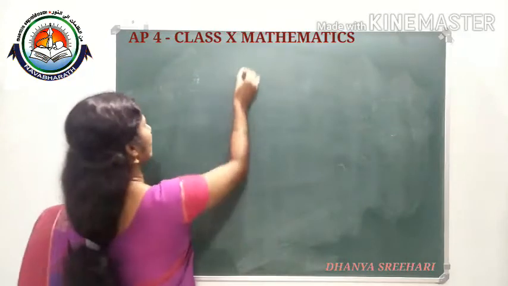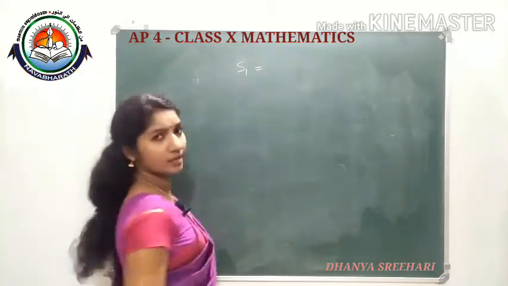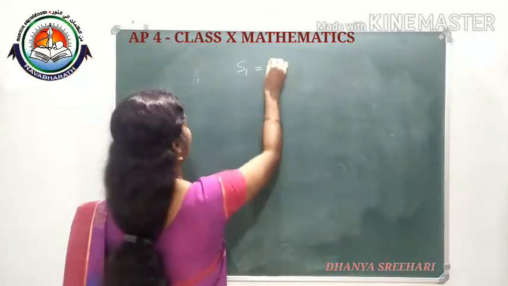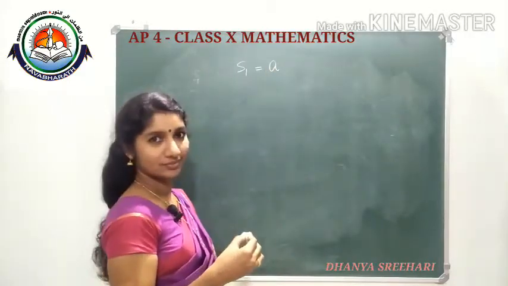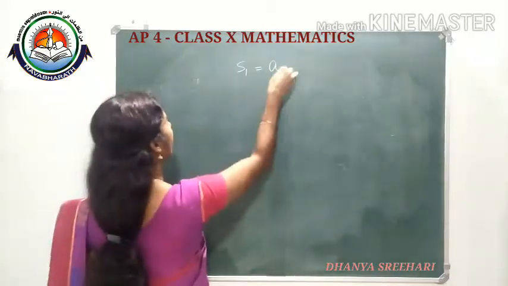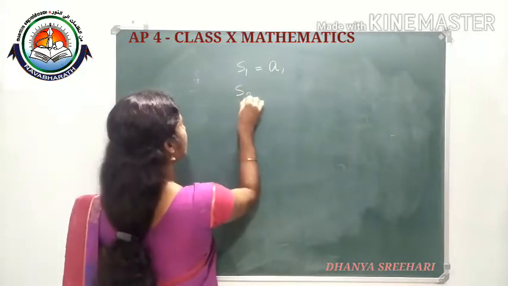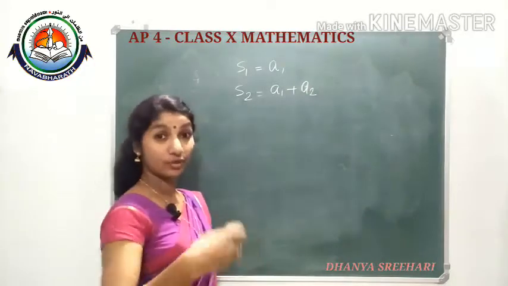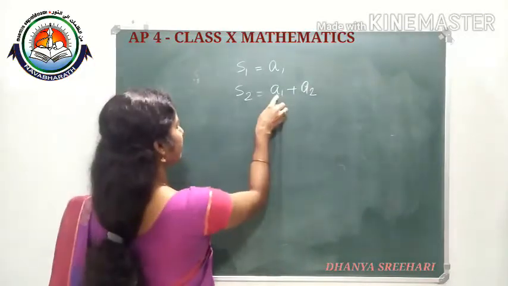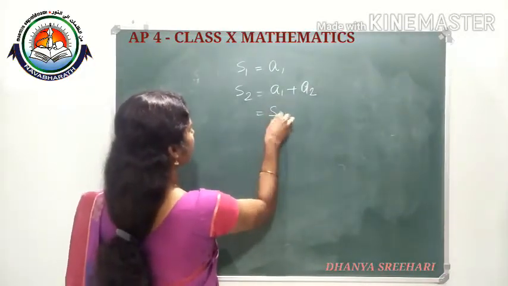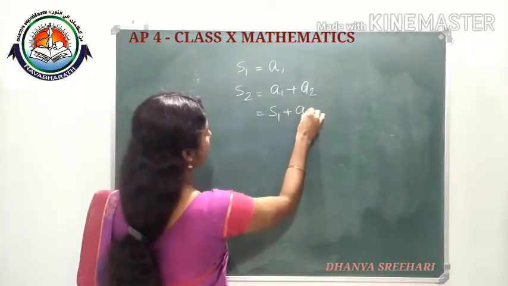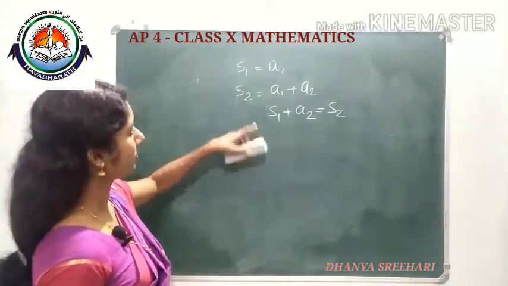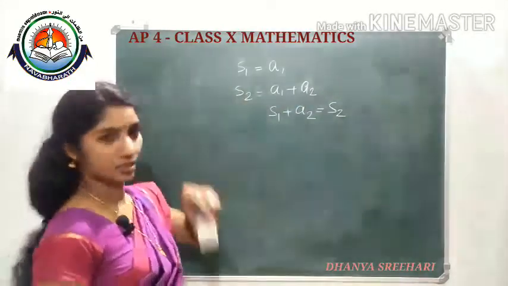What is S1? S1 is equal to one term sum. That means A itself, no? A itself, or A1 itself. S2 means what? A1 plus A2, sum of two terms. A1 we can replace with S1. So we are getting S1 plus A2 is equal to S2. Correct, no? S1 plus A2 equal to S2.